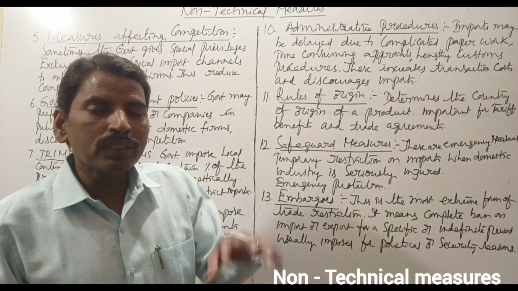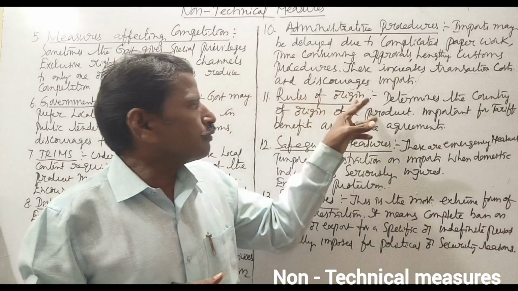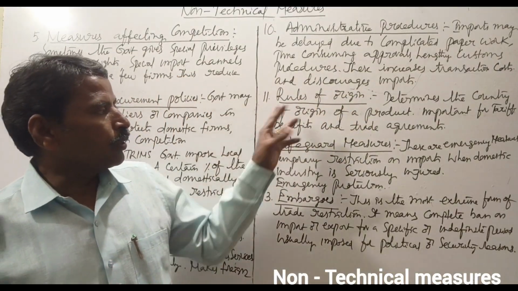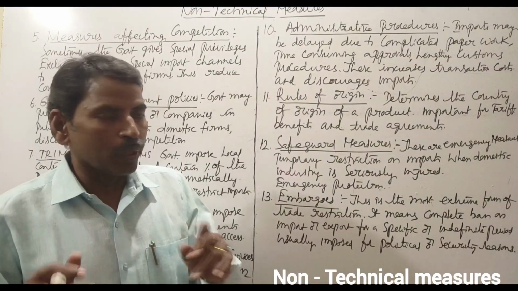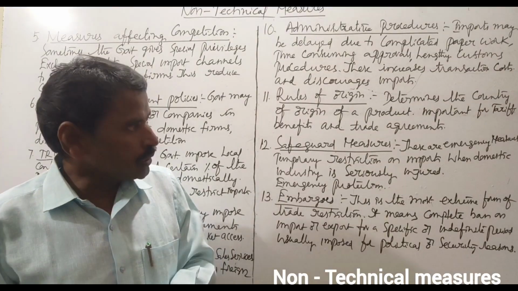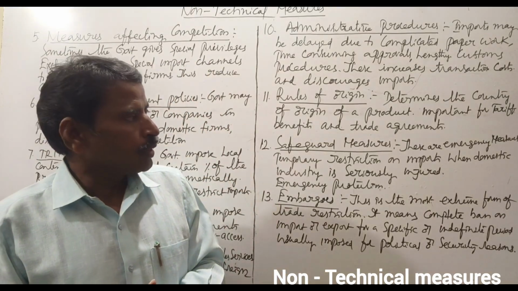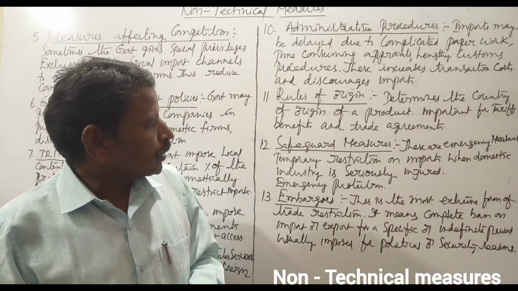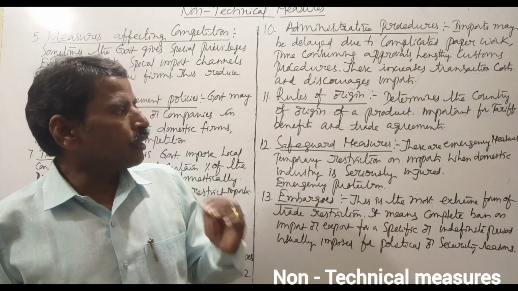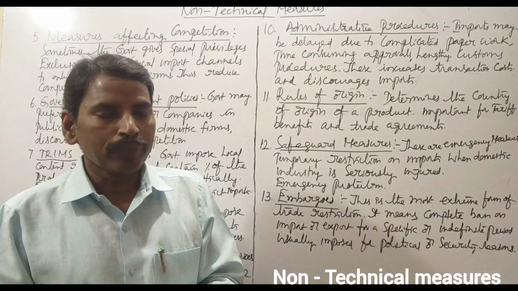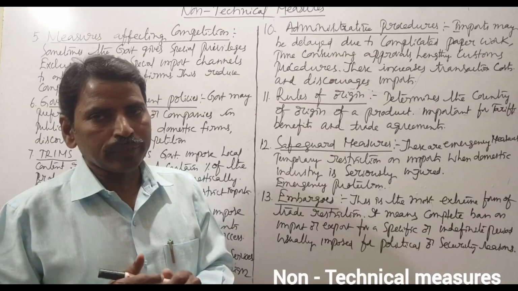Next, the 11th one, rules of origin. Rules of origin determines the country of origin of a product. So it is important for tariff benefits and also trade agreements.